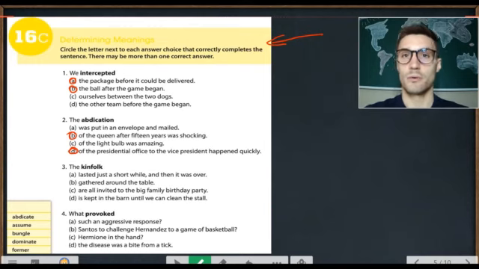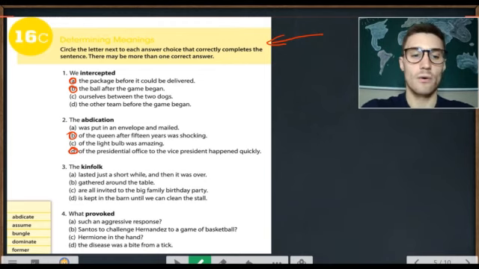Number 3. The kinfolk. A, lasted just a short while and then it was over. B, gathered around the table. C, are all invited to the big family birthday party. D, is kept in the barn until we can clean the stall. I can see 2 that are correct.